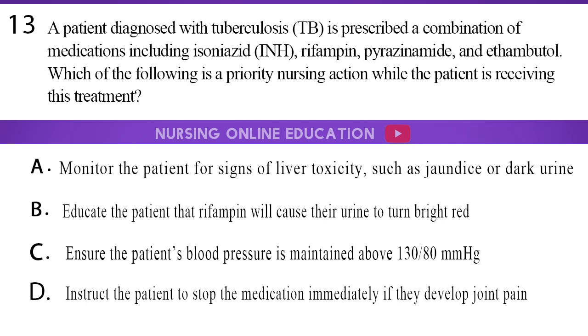B. Educate the patient that rifampin will cause their urine to turn bright red. C. Ensure the patient's blood pressure is maintained above 130/80 mmHg. D. Instruct the patient to stop the medication immediately if they develop joint pain. The answer is option A. Monitor the patient for signs of liver toxicity, such as jaundice or dark urine.